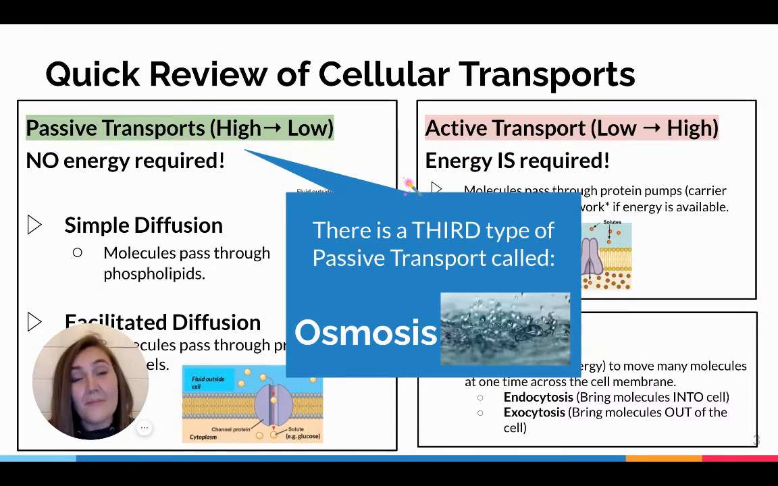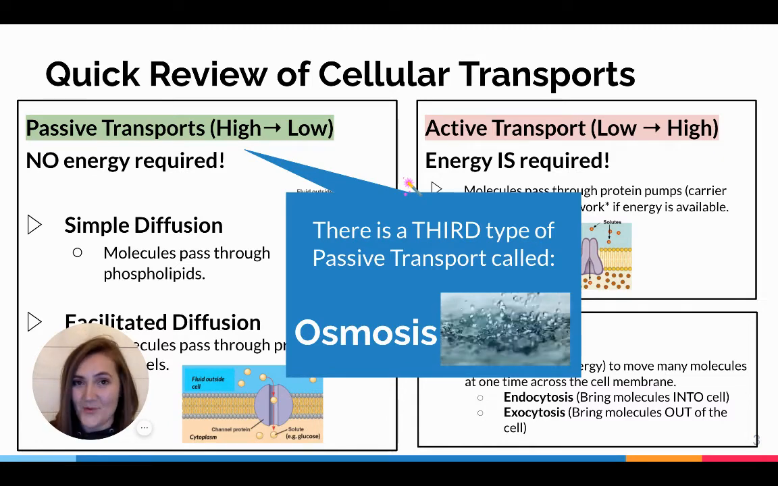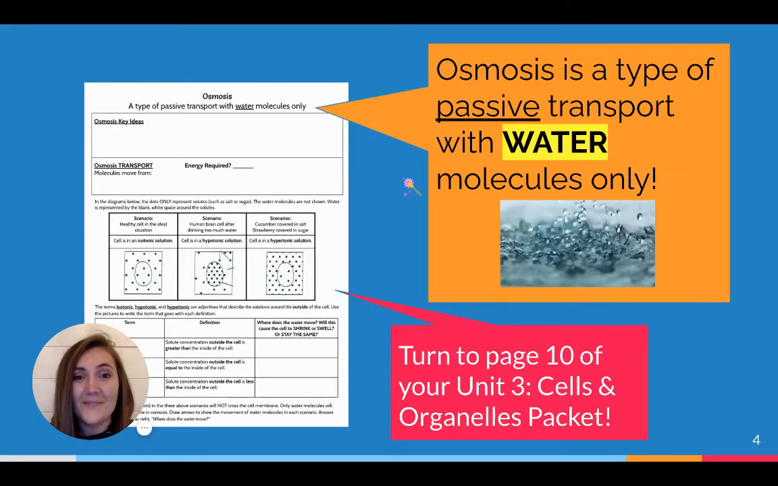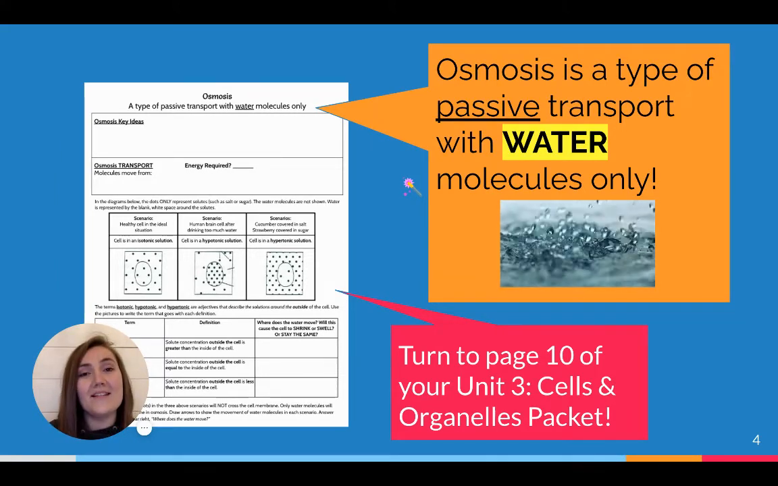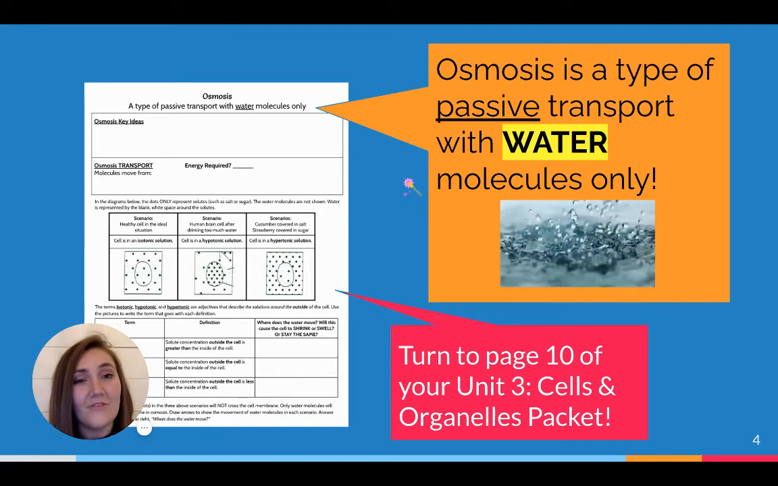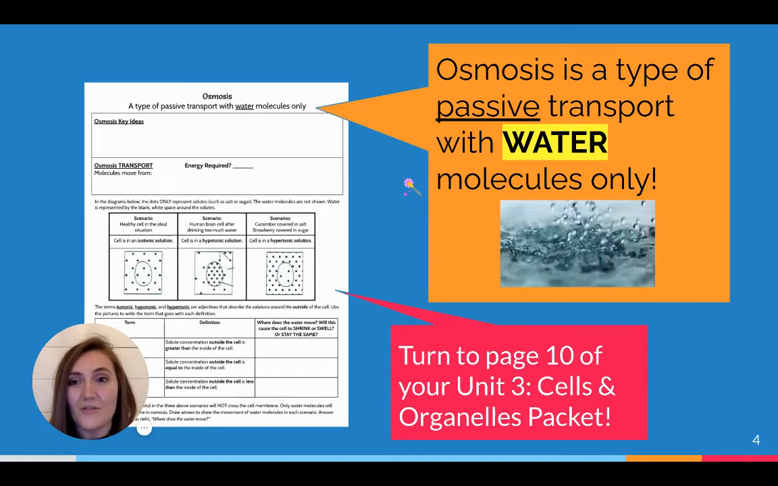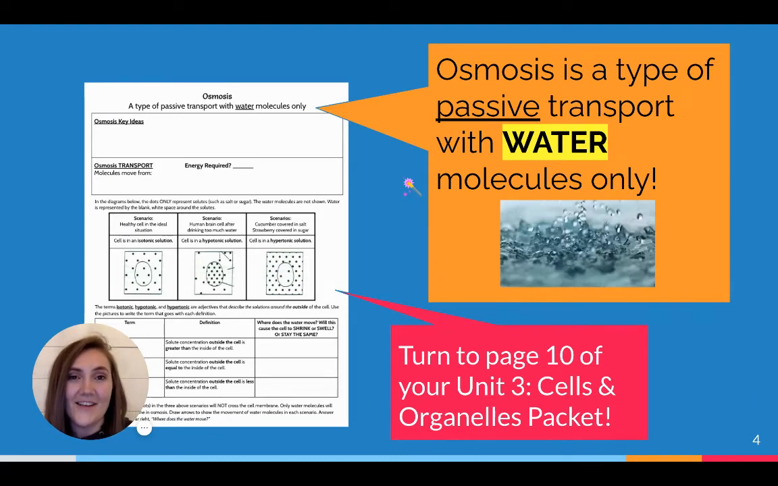So the third type of passive transport that we're going to be learning about is osmosis. Osmosis is a special type of passive transport that is only focused on the movement of water molecules. So go ahead and take out page 10 of your packet, and we're going to fill out the first two boxes together in this screencast.